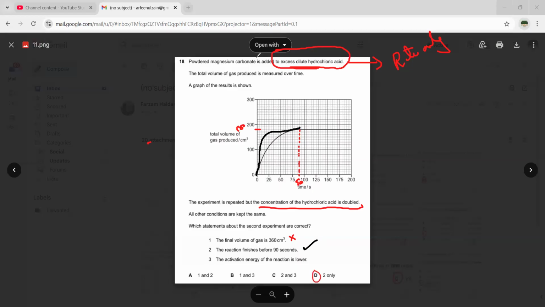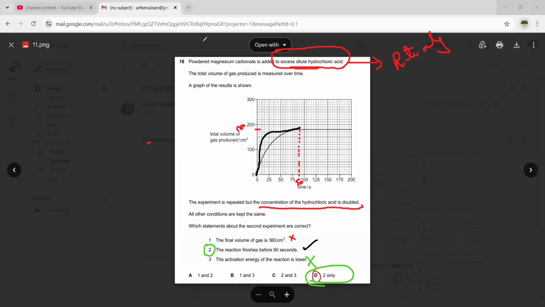The activation energy can only be changed by using a catalyst, but they did not mention any use of a catalyst. That's why option 2 is the only right one, which will affect the rate. The activation energy is only affected by use of the catalyst.